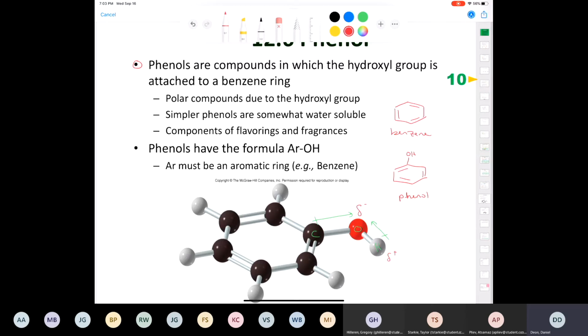They're found in all kinds of places in everyday life, like flavorings and perfumes. And they have the formula Ar-OH. So the AR does not stand for argon. This AR stands for aromatic. And then a hydroxyl. So it says here the AR must be an aromatic ring like benzene. Okay, so that's a little bit about the structure of phenol.